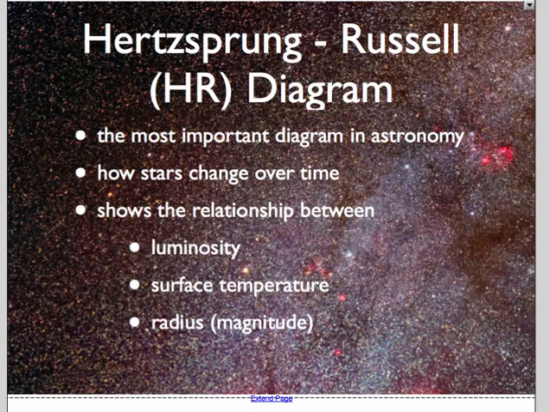There is a very well-known diagram called the Hertzsprung-Russell diagram, or we just call it the HR diagram, and it's the most important diagram in astronomy. It shows how stars change over time, and it shows the relationship between luminosity, surface temperature, and the radius, also known as the magnitude of the stars.